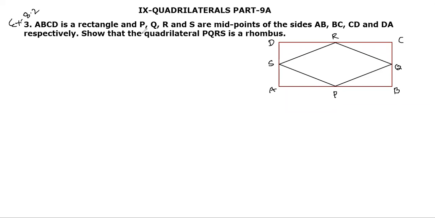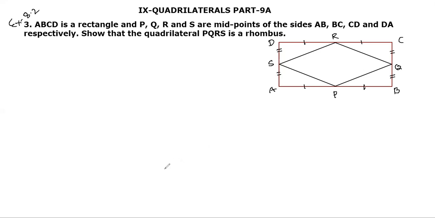ABCD is a rectangle. PQRS are the midpoints. So P is a midpoint, that means this is equal to this one. Q is the midpoint of BC, therefore this is equal to this. And as it is a rectangle, the two opposite sides are also equal, so half of them will be equal, so we can use the same symbol to represent them. And here also we have to show that PQRS is a quadrilateral.